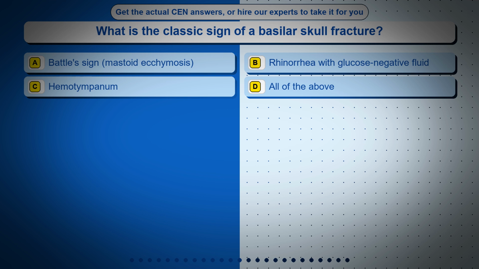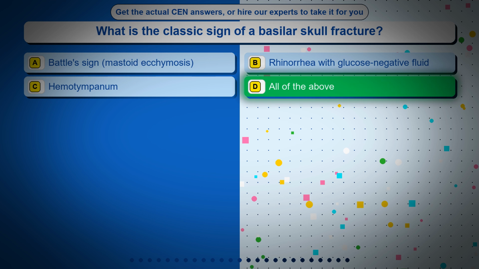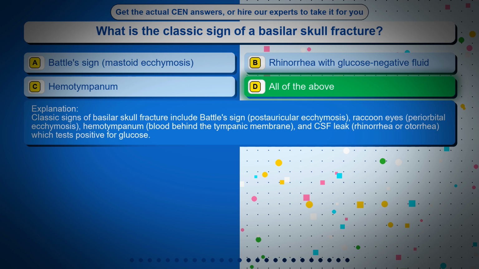Option B, rhinorrhea with glucose-negative fluid. Option C, hemotympanum. Option D, all of the above. The correct answer is option D, all of the above. Classic signs of basilar skull fracture include Battle's sign, postauricular ecchymosis, raccoon eyes, periorbital ecchymosis, hemotympanum, blood behind the tympanic membrane, and CSF leak, rhinorrhea or otorrhea, which tests positive for glucose.